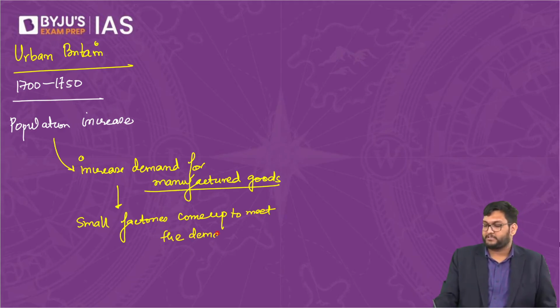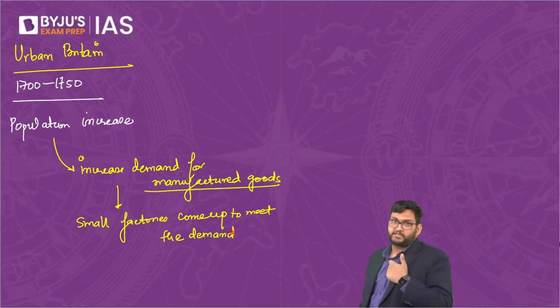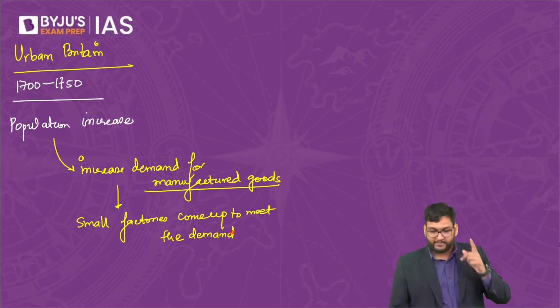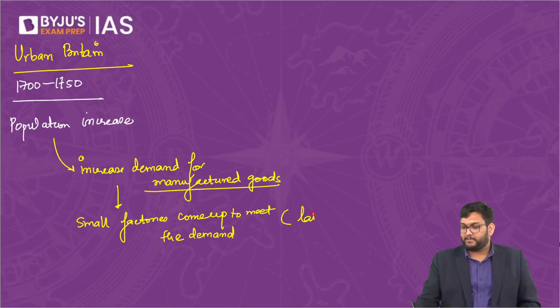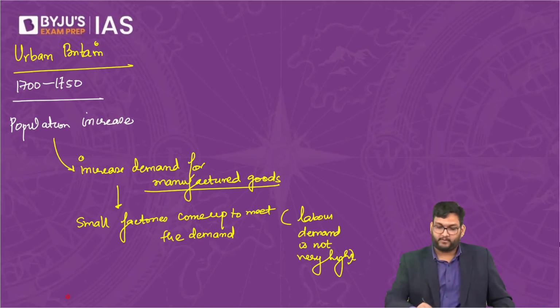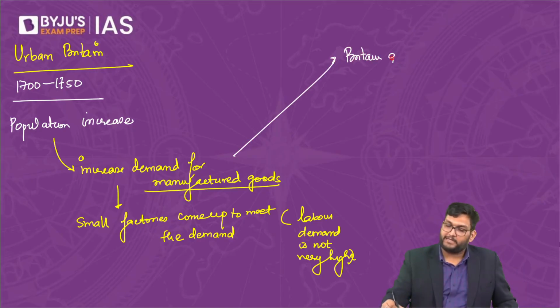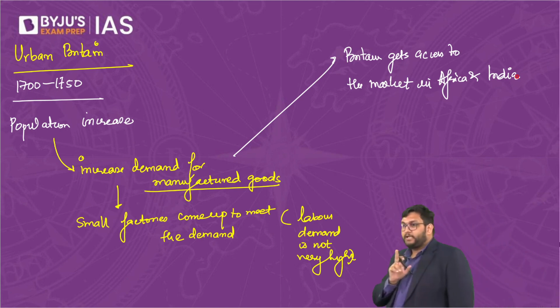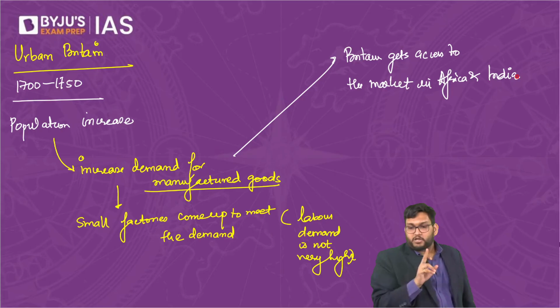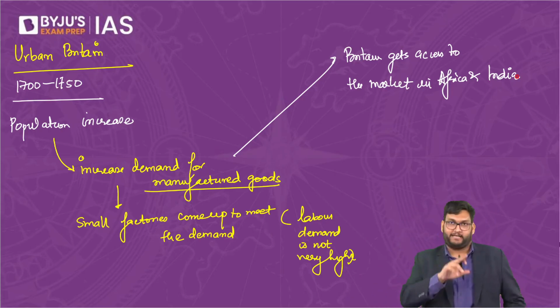Now, please pay attention, because we come into the picture. Now, we will come into the picture. Please pay attention. See, till this point, the labor demand is not very high. But what will happen is, Britain gets access to the market in Africa and India. So it is not our resources they need, it is the demand that they need. So Britain gets access to market in Africa and India.